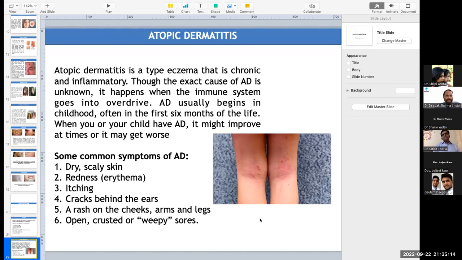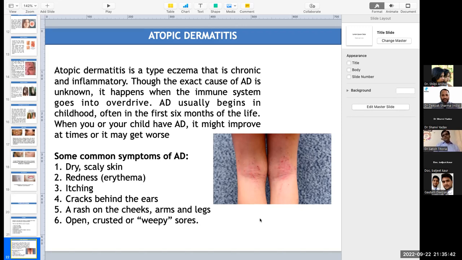Now we come to the one by one in little detail. Atopic dermatitis. Atopic dermatitis is a type of eczema that is chronic and inflammatory. Though the exact cause of atopic dermatitis is unknown, it happens when the immune system goes into overdrive. Atopic dermatitis usually begins in childhood, often in the first 6 months of life.